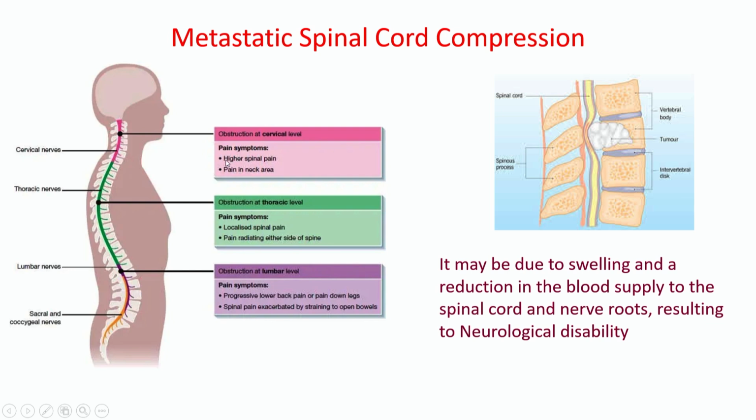How to manage? Higher spinal pain, pain in the neck region, localized spinal pain, pain radiating to either side of your spine. And in the lumbar region, progressive lower back pain or pain down both legs, and your wrist will be having pain. So this is the same slide I told you. It may be due to swelling and a reduction of blood supply to the spinal cord and nerve roots, resulting in neurological disability.